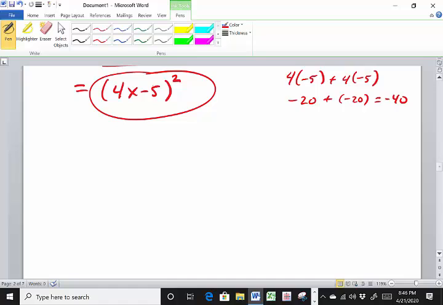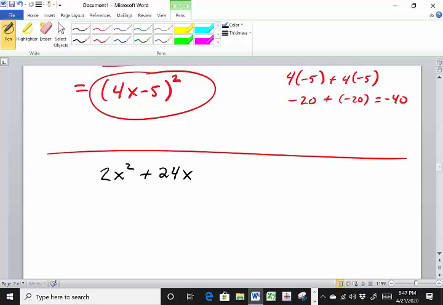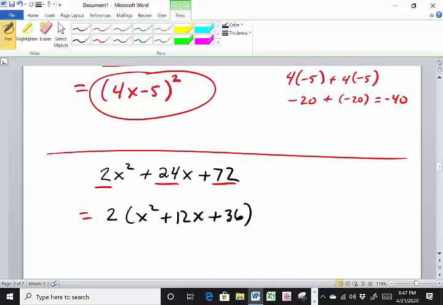All right? Let's do another one. Let's say we have 2x squared plus 24x plus 72. Again, I'm looking at this, and right away I can see that there's a common factor of 2. 2 could be taken out of each of those coefficients. So I'm going to rewrite this as 2 times x squared plus 12, because 12 times 2 is 24x, plus 36, because 36 times 2 is 72.